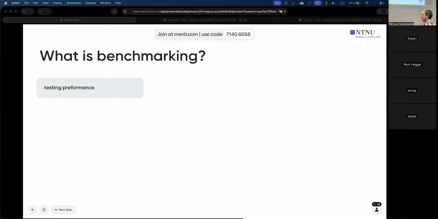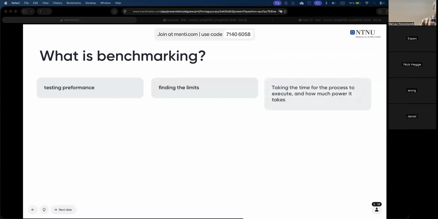There is a benchmarking framework built into Golang. So you can do unit testing and you can write benchmarks and run benchmarks on your Golang code. It's built into the language, into the standard library and into the standard toolchain. But what is it?